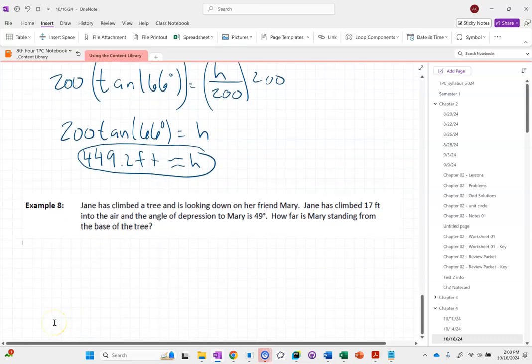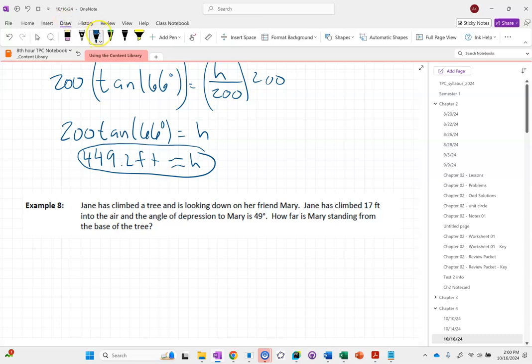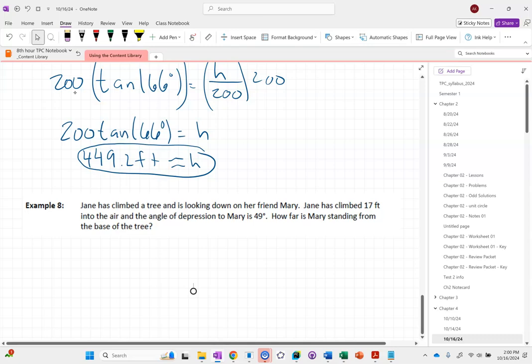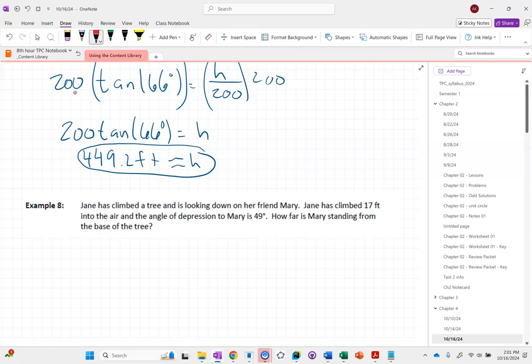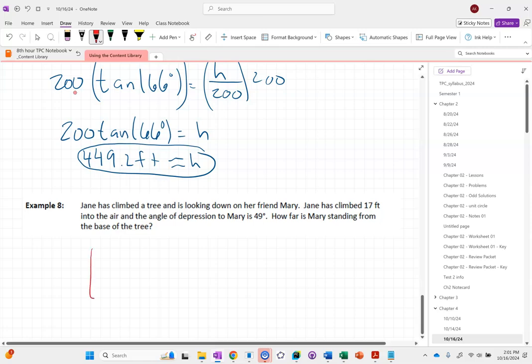So here it says, Jane has climbed a tree and is looking down on her friend Mary. Jane has climbed 17 feet into the air, and the angle of depression to Mary is 49 degrees. How far is Mary standing from the base of the tree? Okay. Well, so let's see. There's Jane and Mary. 17 feet up in the tree. Where's that 49 degree go?